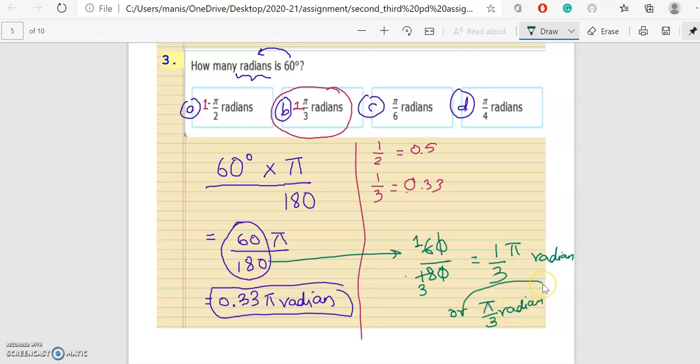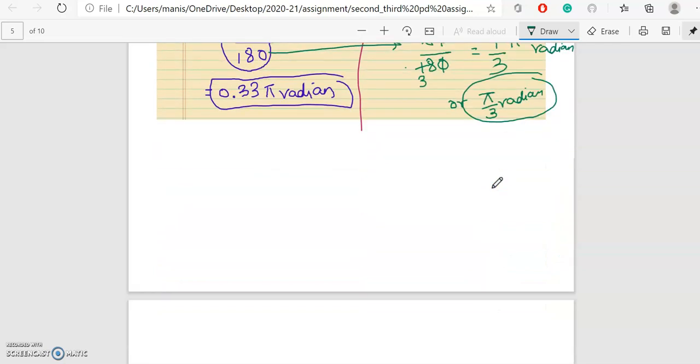So there are many ways to find the answer. It's up to you how you want to do it. If you have a calculator, it just does the job for you, divide, done. But if you don't have one, problem is there. Alright, let's go to the next problem.